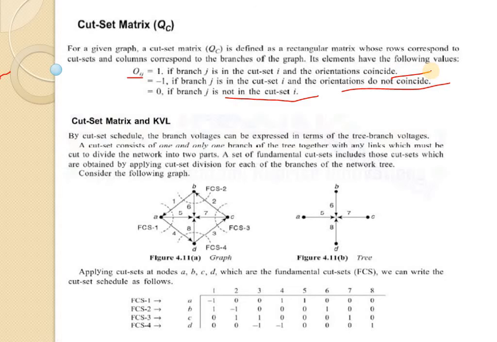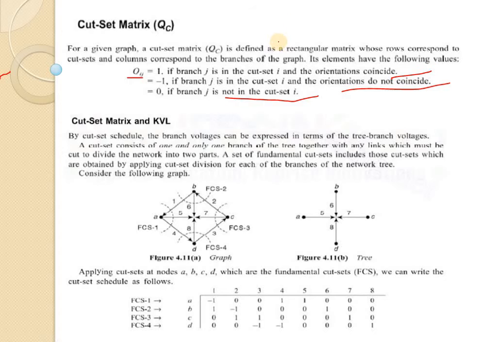Okay. So now we will see the cut set matrix and KVL relation. By the cut set schedule, the branch voltages can be expressed in terms of tree branch voltages. A cut set consists of one and only one branch of the tree together with any links which must be cut to divide the network into two parts. A set of fundamental cut sets includes those cut sets which are obtained by applying the cut set division for each of the branches of the network tree.